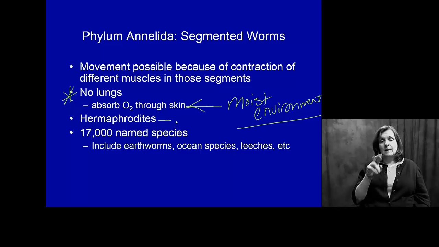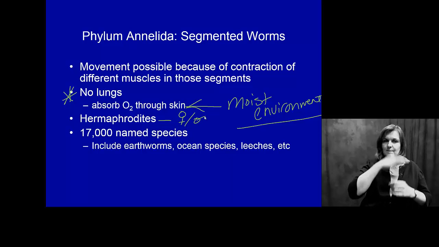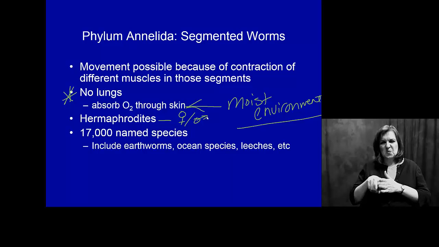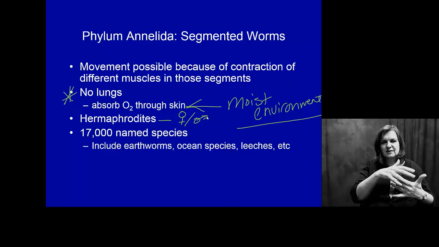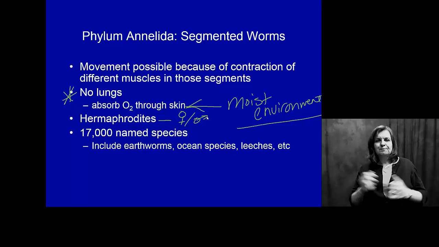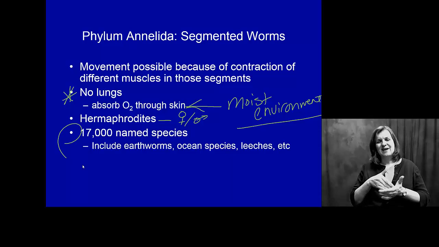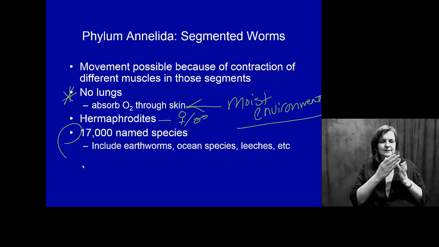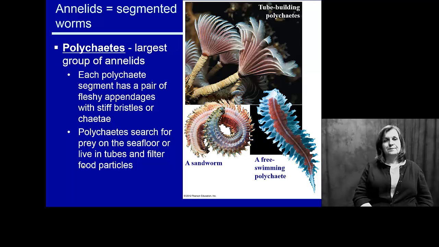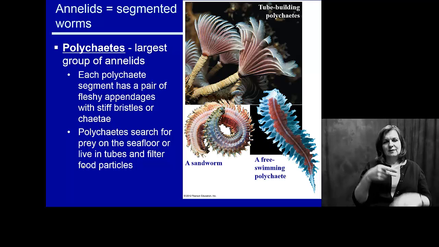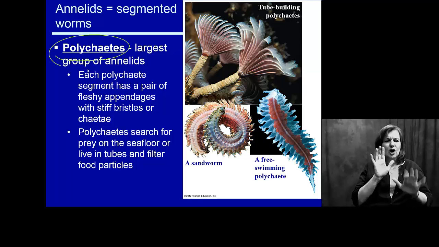They are hermaphrodites, meaning that they're both male and female. We've talked about this before and its importance because they don't often see other individuals of their same species. They're solitary animals. There are about 17,000 named species now of segmented worms, many of which are these earthworms and ocean species. But, like I mentioned to you, these ocean species, or these polychaetes, are awesome.